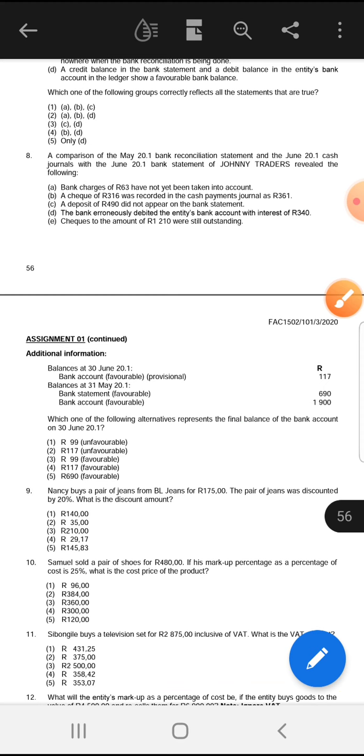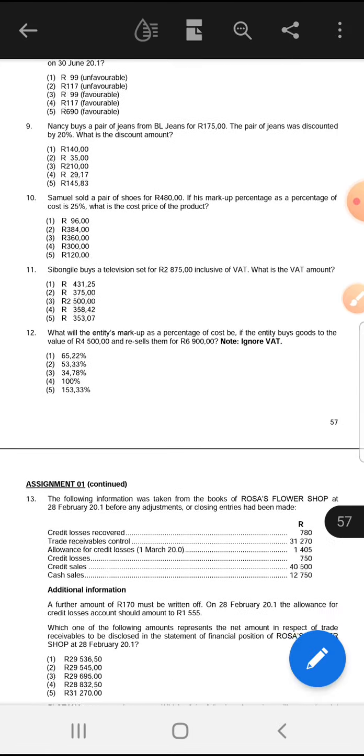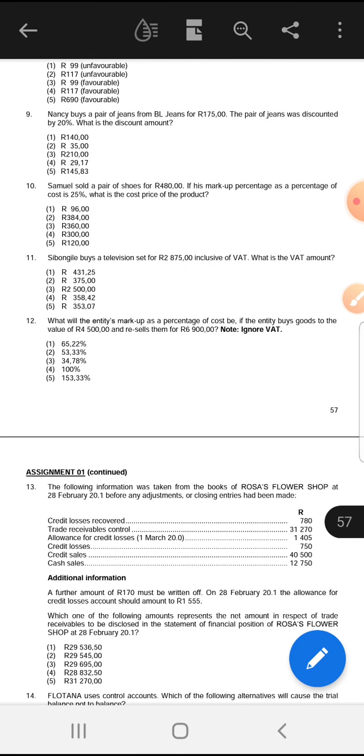Okay, let's move on to question number 9. Okay, this one was straightforward. What is the discount amount? Nancy buys a pair of jeans for 175. The jeans were discounted by 20%.